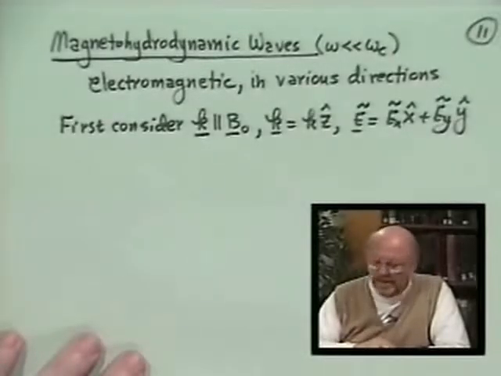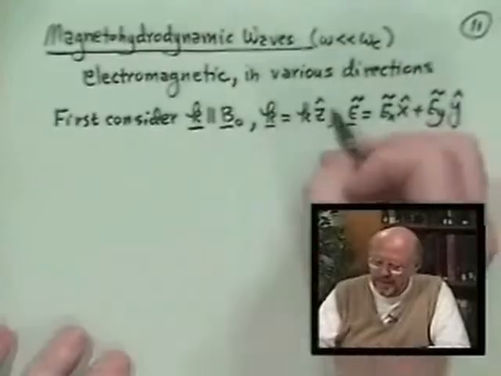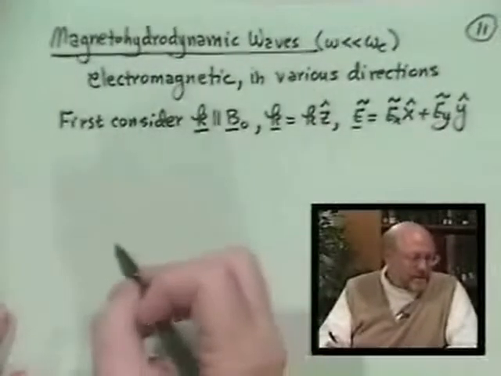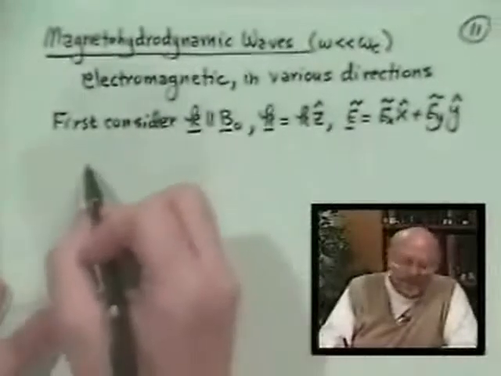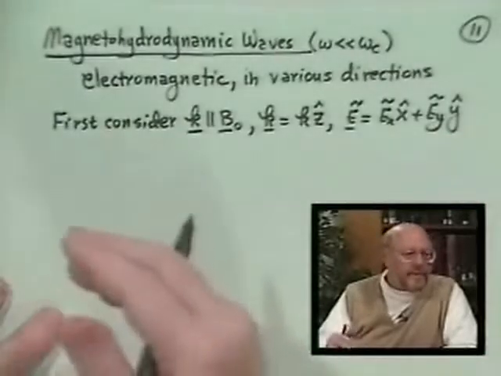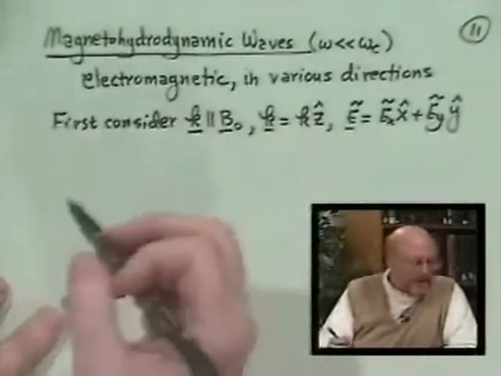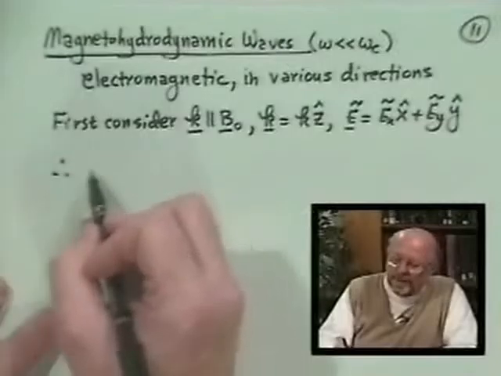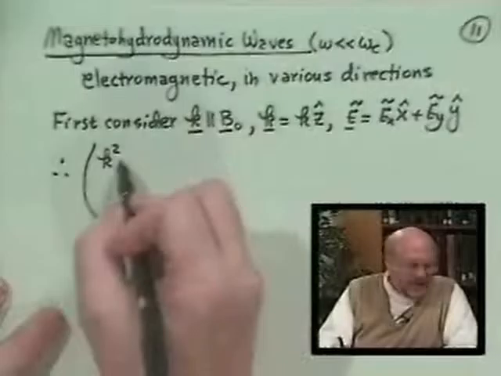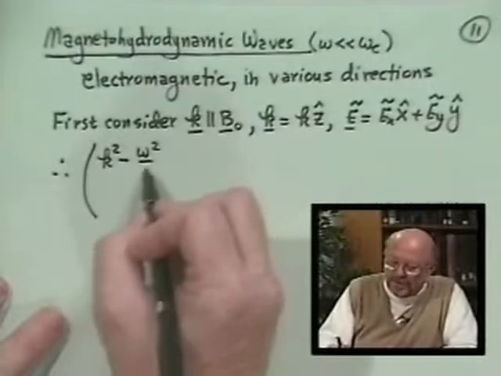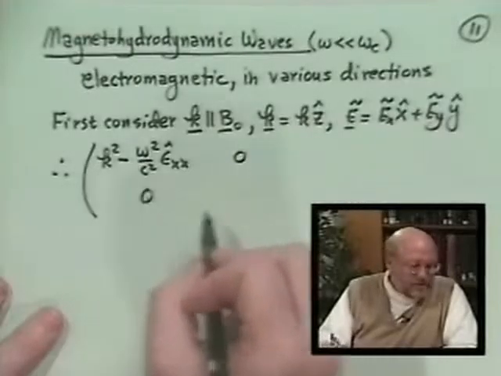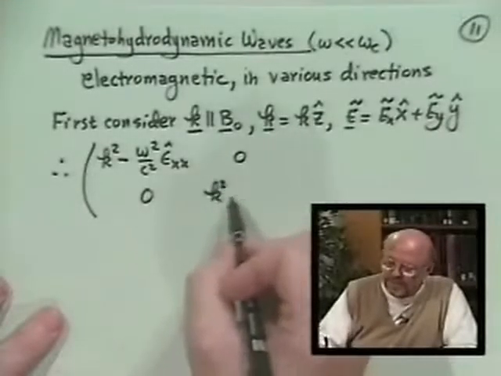Now, again, our dispersion relation, it turns out we only care about a fairly simple case here. And so we will have only X and Y components. We won't worry about the Z component, so we can go back to the 2x2 matrix situation. And so what we'll end up with is, for this case, k squared minus omega squared over c squared epsilon X X hat, 0, 0, k squared.